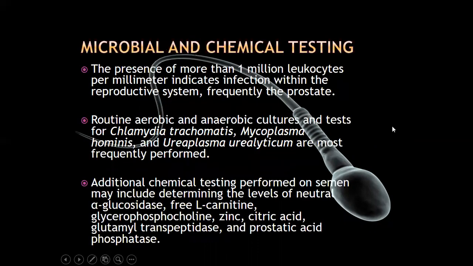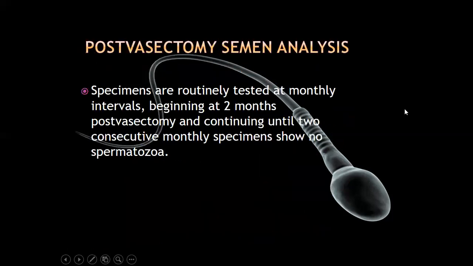Other tests are microbial and chemical testing. Usually we do culture for microbial. For chemical testing, we test for other components of the seminal fluid such as alpha-glucosidase, L-carnitine, glycerophosphocholine, etc., and other enzymes.